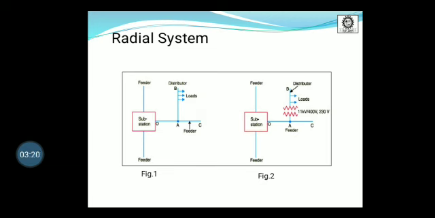Here, figure 2 shows the single line diagram of radial system for AC distribution. The radial system is employed only when power is generated at low voltage and the substation is located at the center of the load. This is the simplest distribution circuit and has the lowest initial cost. This is the advantage of radial system.